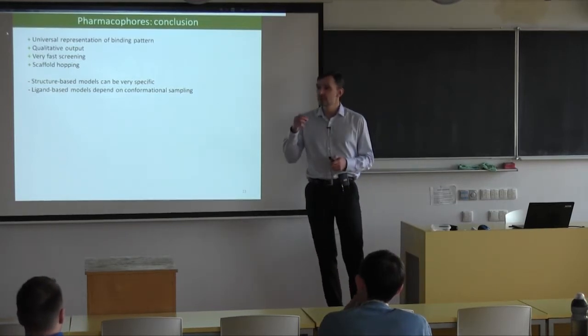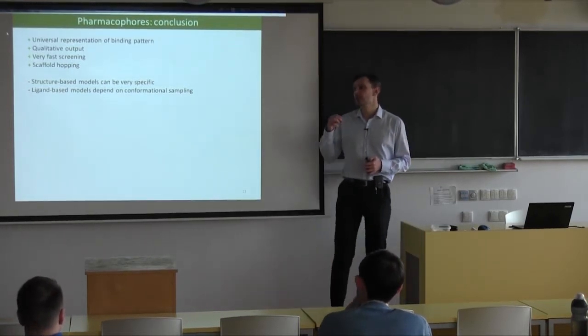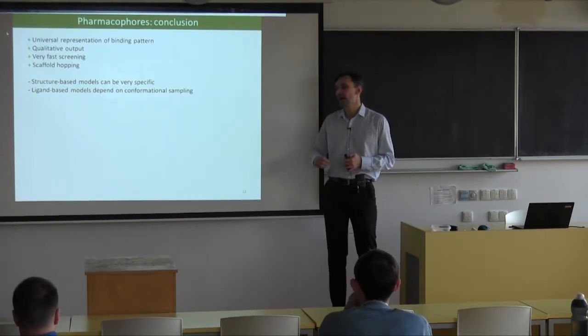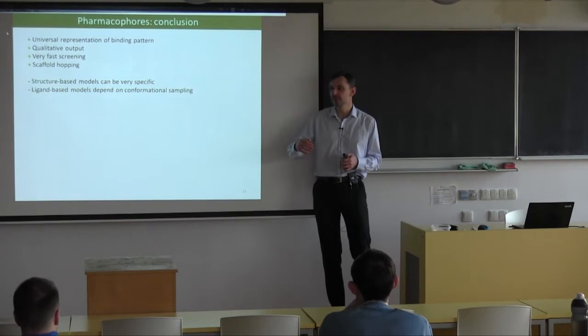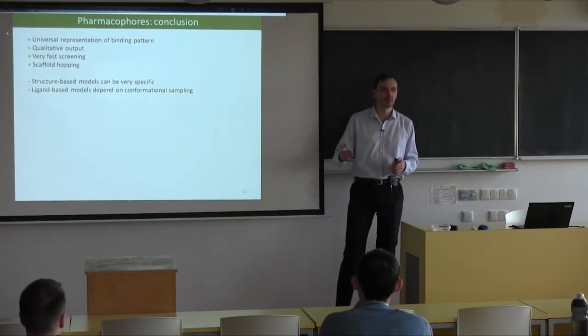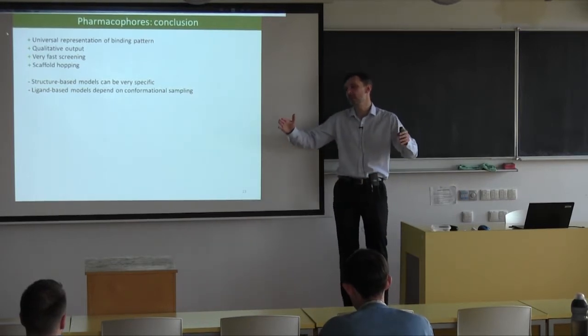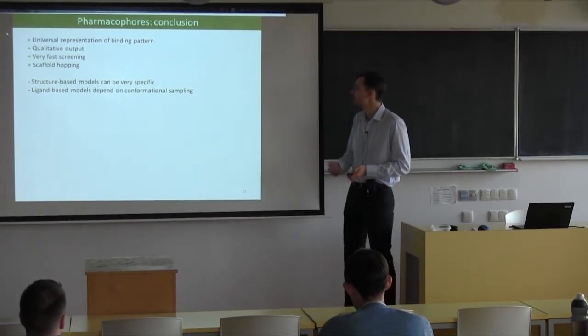Pharmacophore models return you a qualitative output, so it cannot say that this compound will be highly active or moderately active. It's like a simple classification. So it returns you actives and inactives, and you just consider the list of actives and hope to find some useful hits.